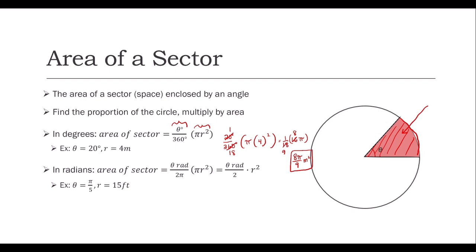In radians, our area of a sector equals theta in radians over 2 pi times pi r squared. So that simplifies to theta times r squared over 2. So we'd have theta of pi over 5 in this example times r squared, so 15 squared over 2. So that will equal pi over 5 times 15 squared, which is 225, all over 2.